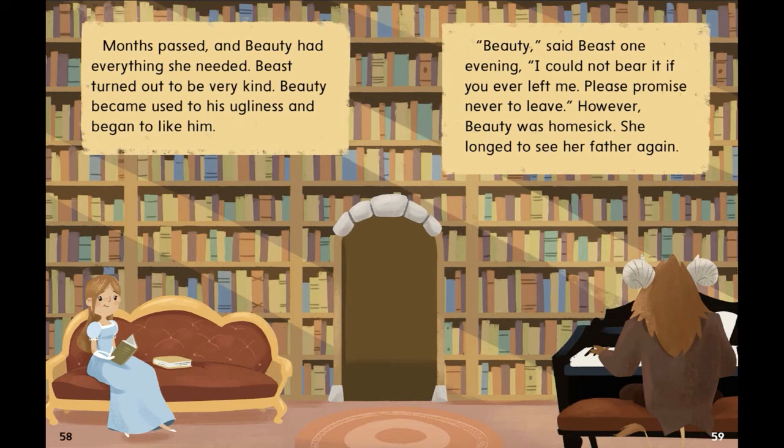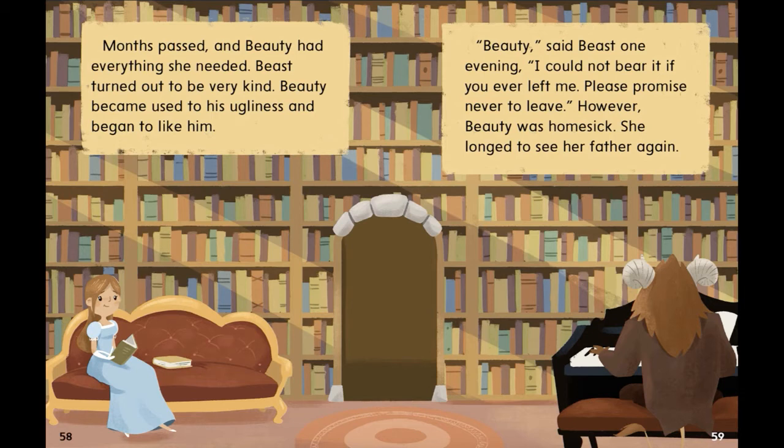When we contrast characters, we tell how they are different. One big difference between Beauty and the Beast is how they look. Beauty is beautiful and Beast is not. When we compare characters, we tell how they are alike. We learned on this page that Beast turned out to be very kind. Beauty is also very kind. That is one way they are alike.